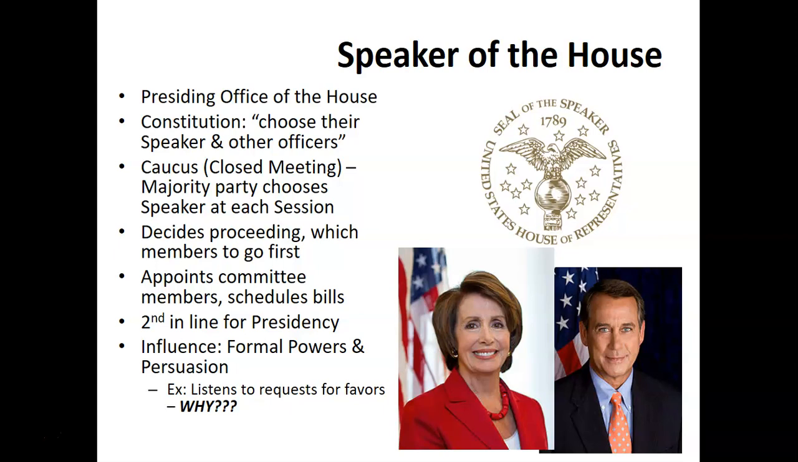Now, typically, their job is they decide what the proceedings are on the floor of the House of Representatives, who's going to go first, and so forth. They appoint committee members across both parties, or have a say in it, and they schedule bills. And again, this goes with the proceedings. They are second in line for the presidency, which means that the vice president is next in line for the presidency, then it's the Speaker of the House. And they use their powers of persuasion as well as formal powers that are laid out for them in guidelines to influence scheduling, influence passage of bills and policies and so forth.